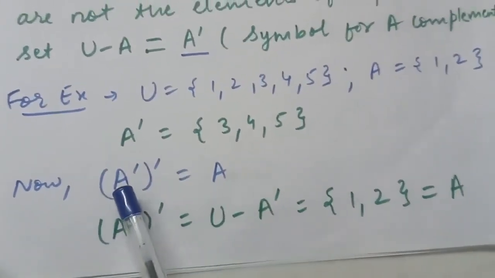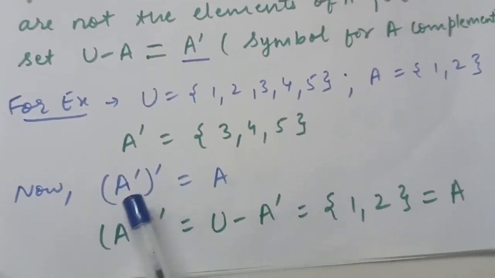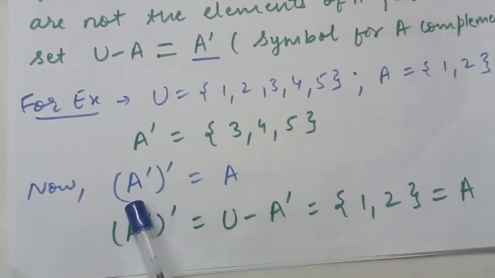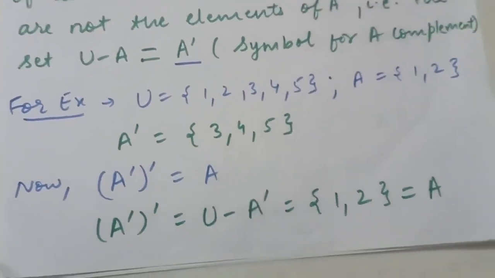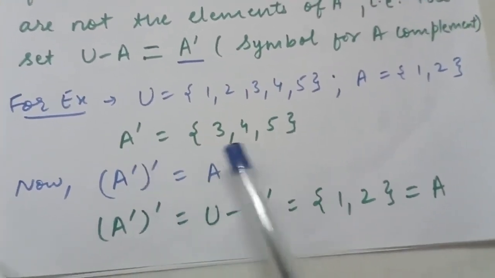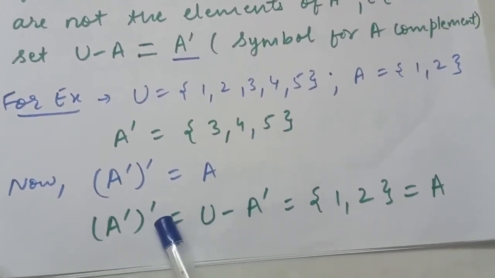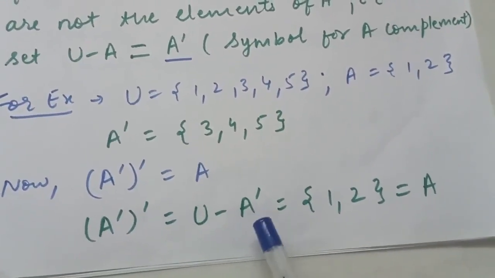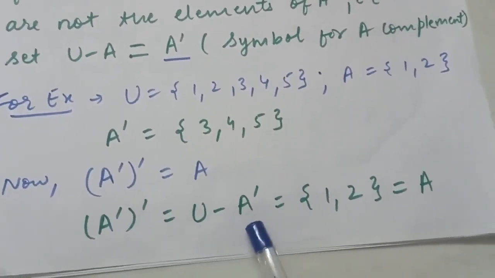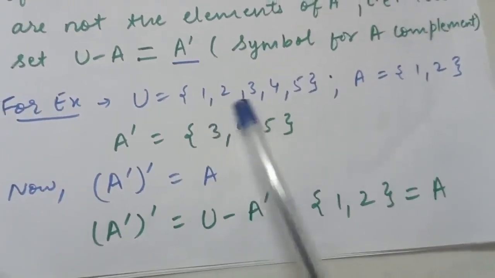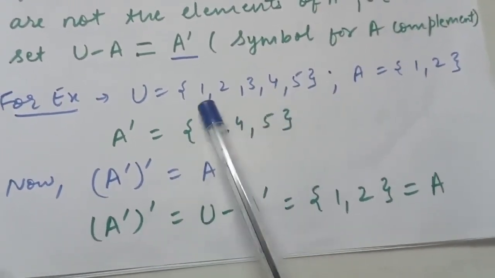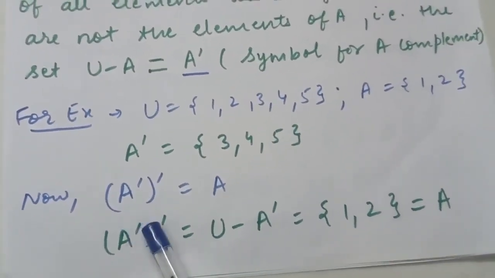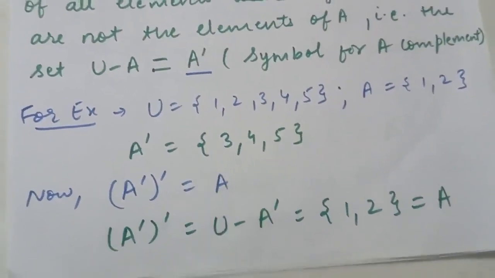Now for finding the complement of A complement. Complement of A complement is nothing but A. Double complement on A is just A. Let us check this by an example. We have found A complement. Taking complement of A complement, which is nothing but U minus A complement. The elements which are in the universal set but not in this A complement are 1 and 2, which is nothing but our set A. Clear? So complement of A complement is A.